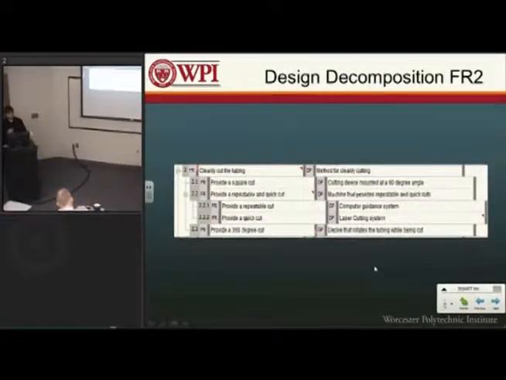As well, we had to provide a 360-degree cut. So that's where we came up with a device that rotates the tubing while it's being cut. We had something spinning the tube on its z-axis while the laser just stayed pointed at the one position.